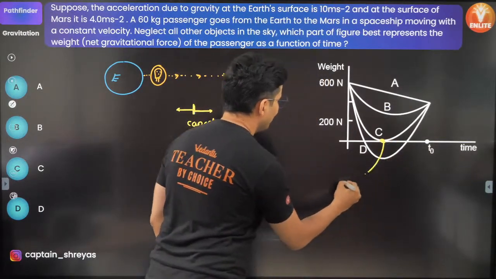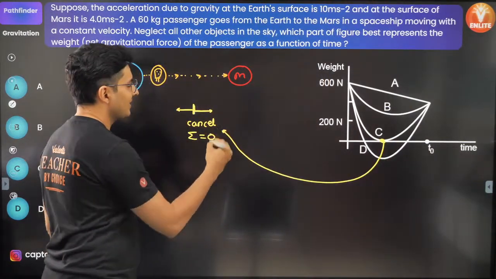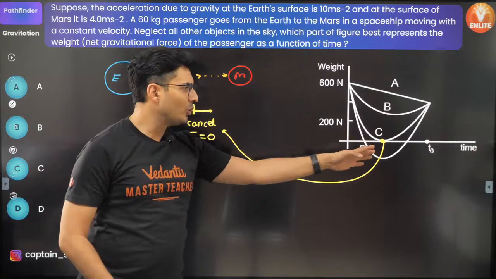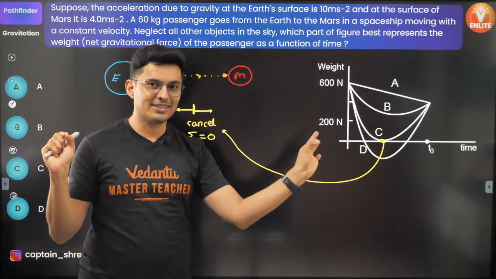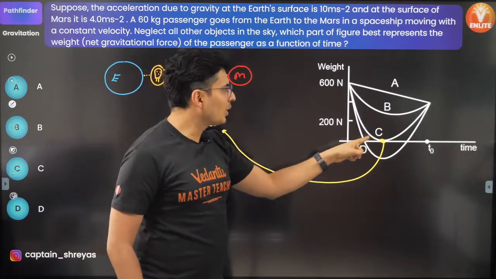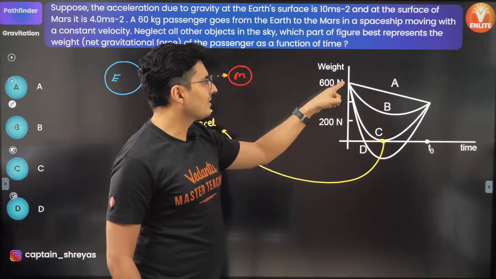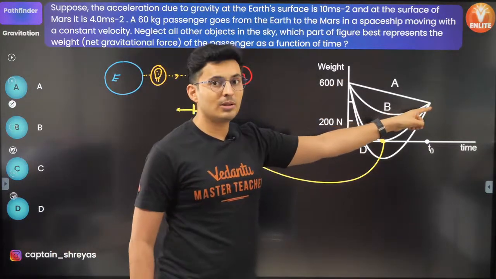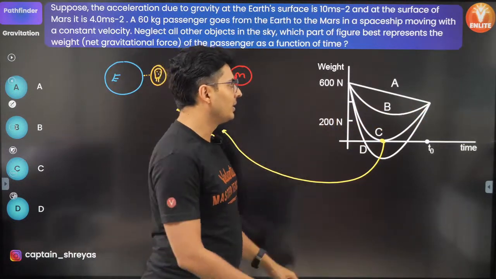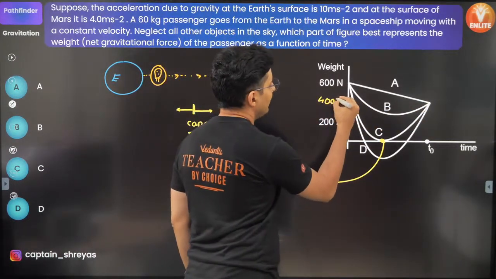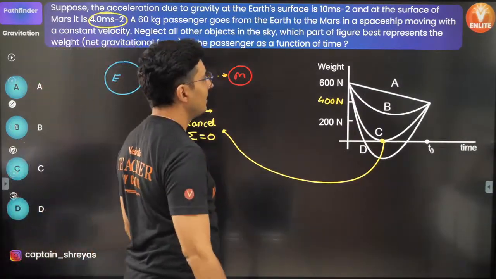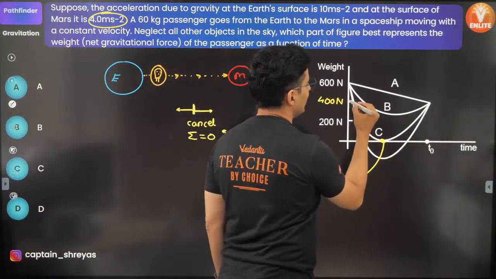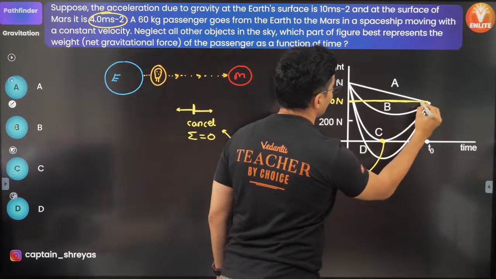This will be that point where the forces cancel. It will not be 2 points. Obviously it can't be 2 points. It will be only 1 point where the force cancels. And when you are closer to the Earth, it will be 600 Newton. And when you are closer to Mars, then it will be 400 Newton. This is actually 400 Newton because acceleration due to gravity is 4 meters per second square on Mars.